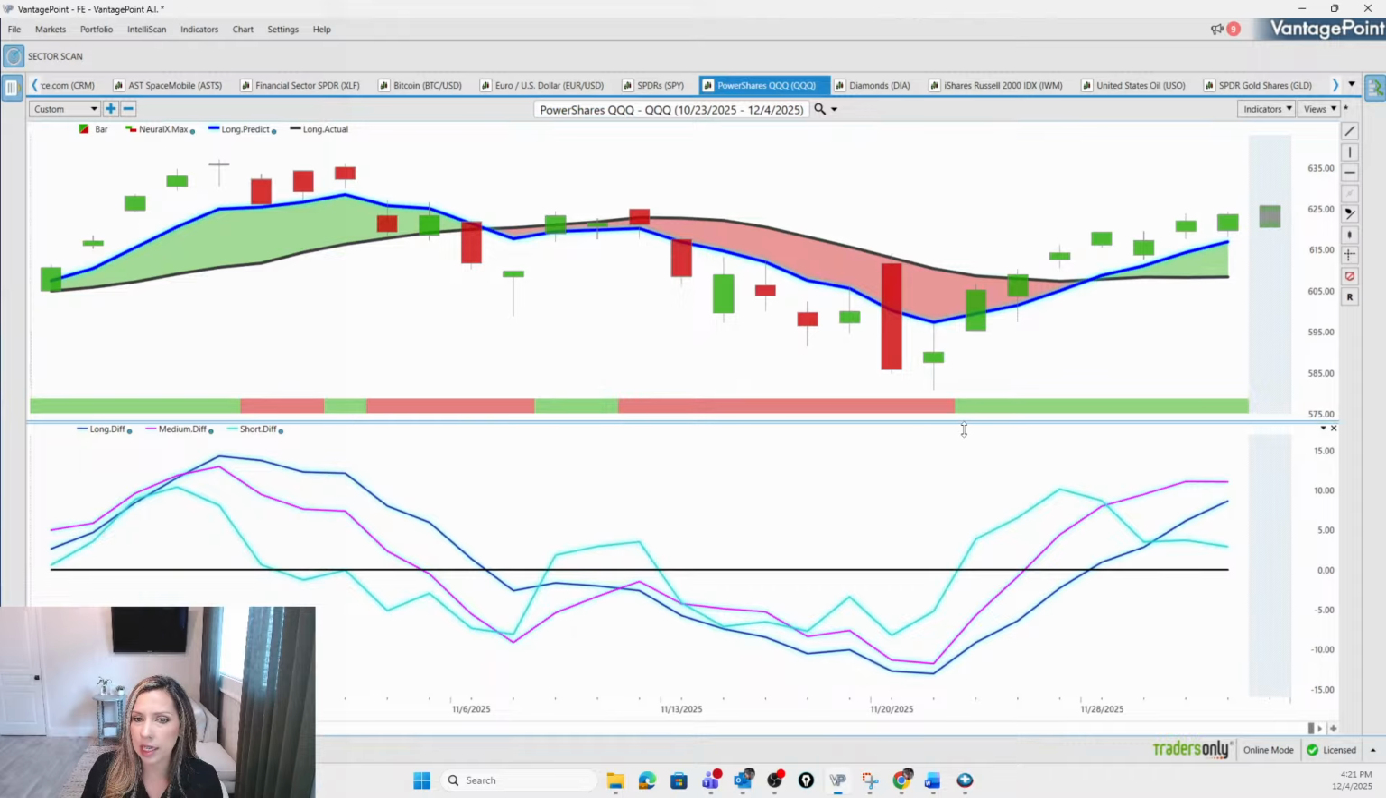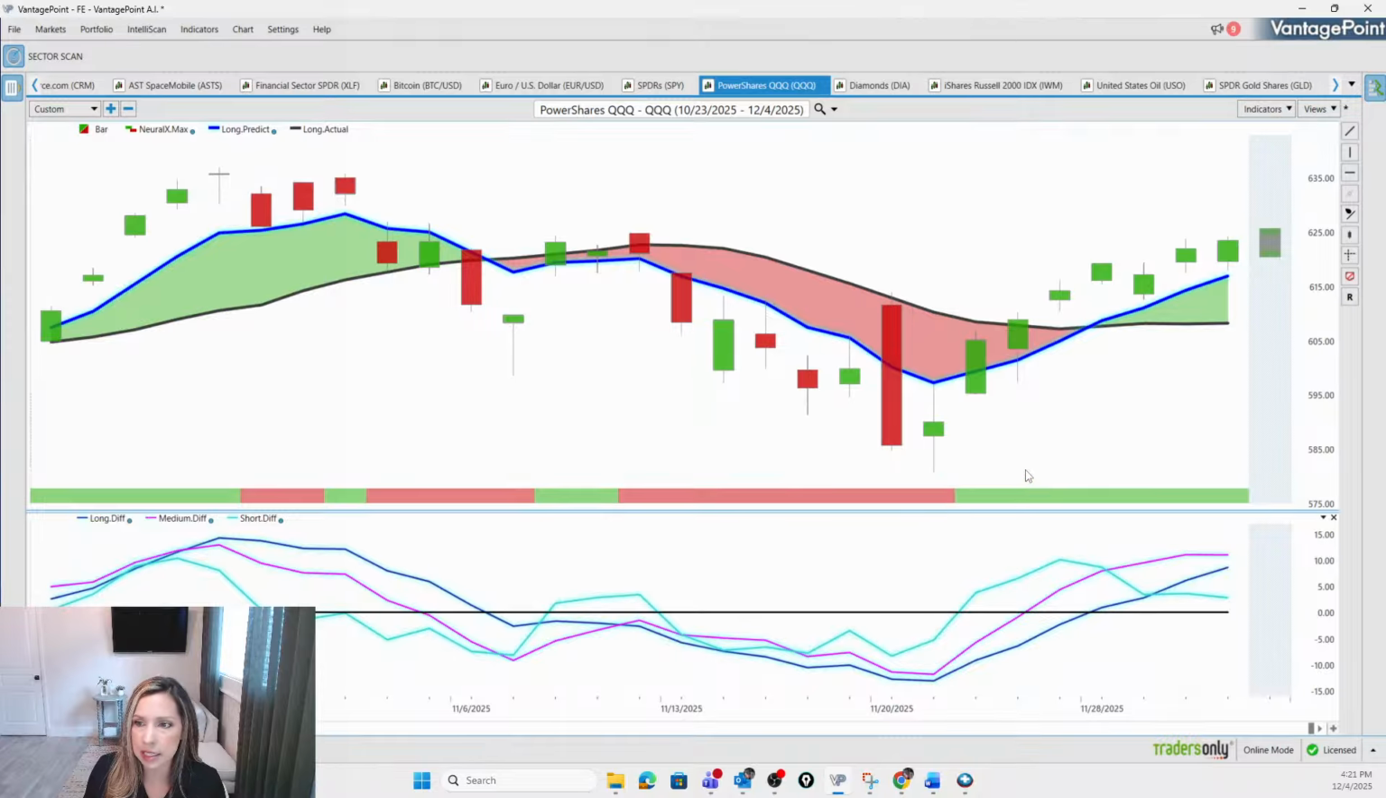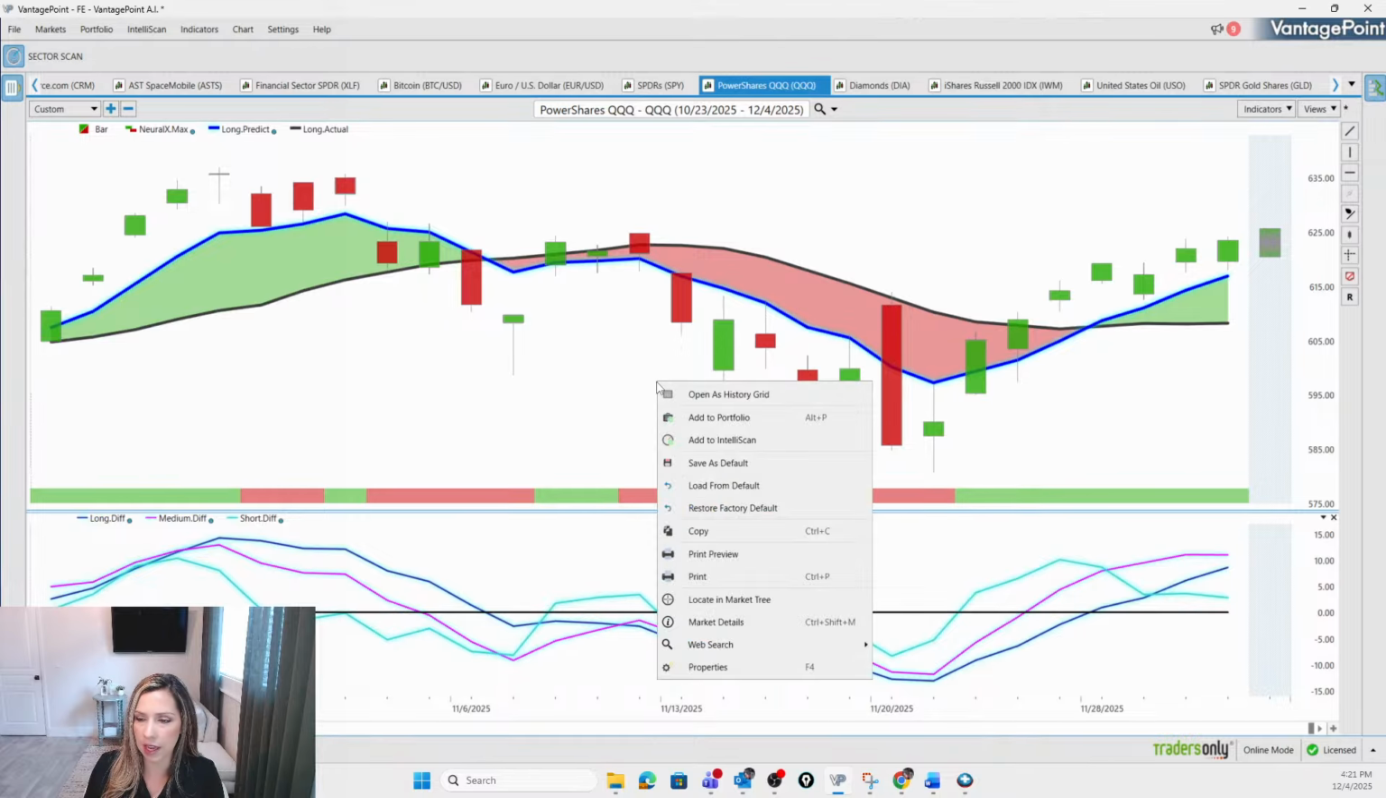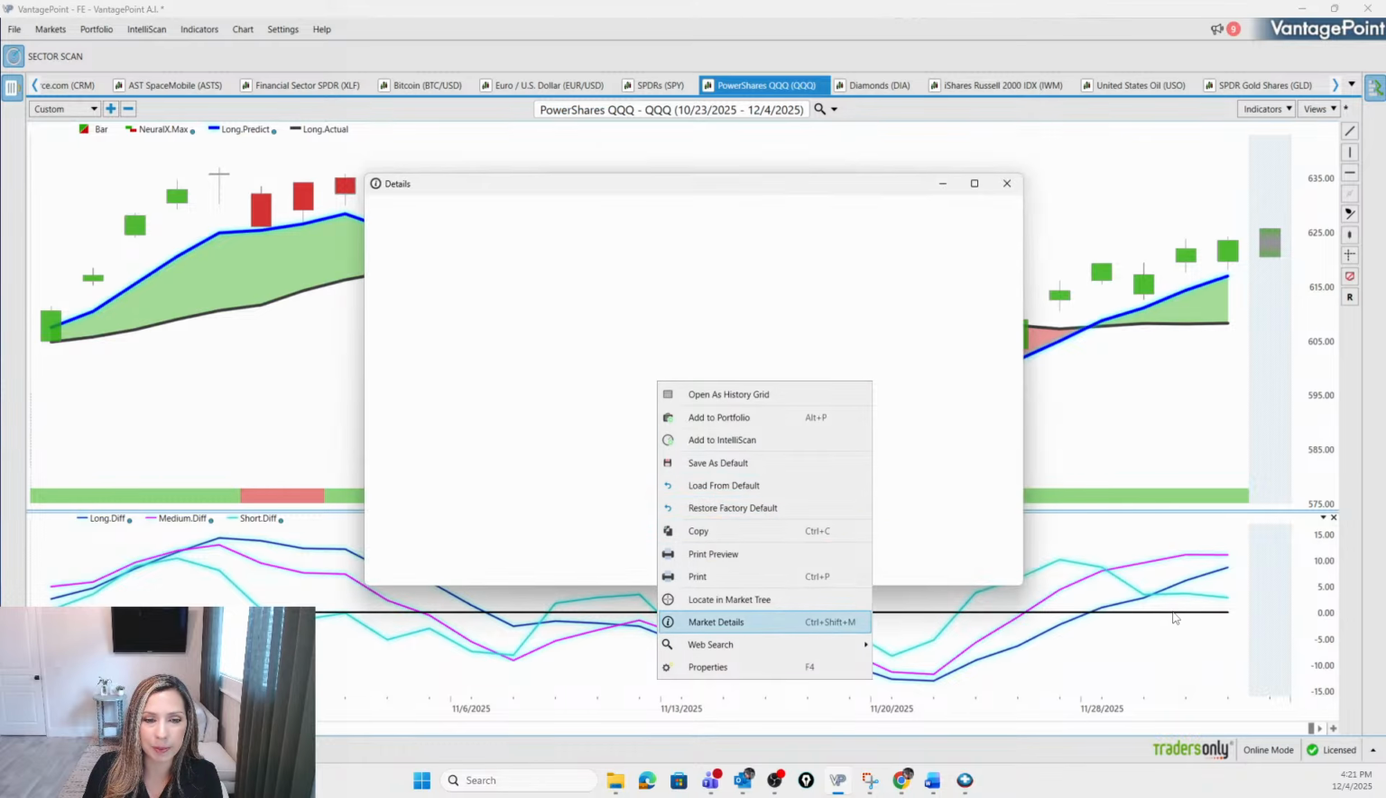Does anybody want to take a look at see what's going on behind the scenes on the Qs? Type in QQQ if you want to take a look at what's driving the Qs. Okay, got a couple of thumbs up. So I'm going to go ahead and just open this up for everybody.